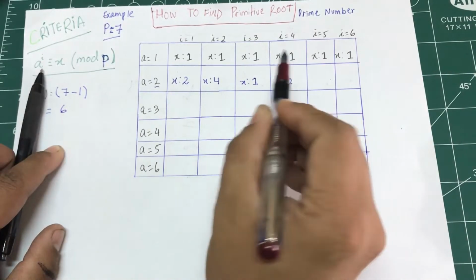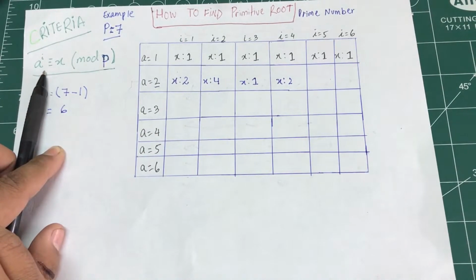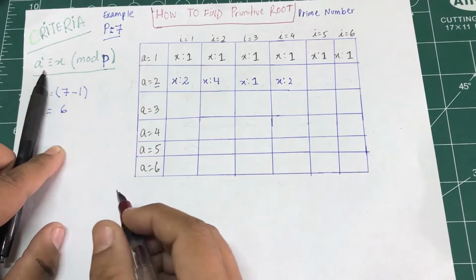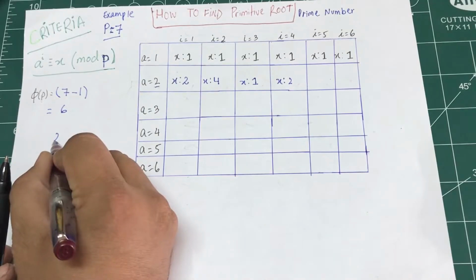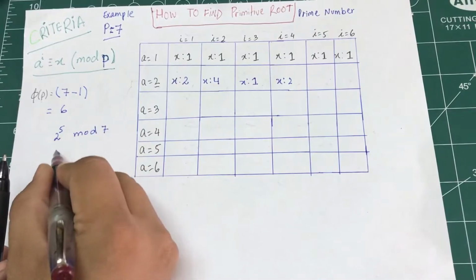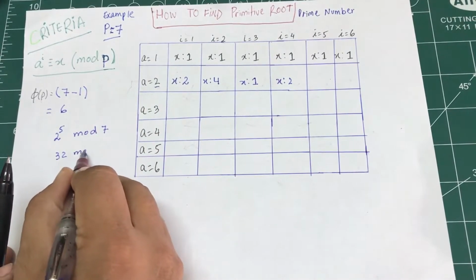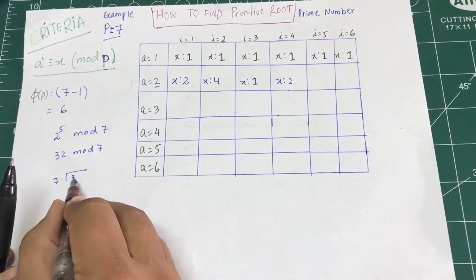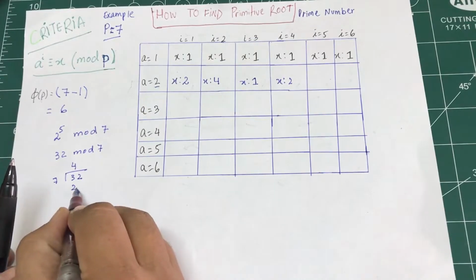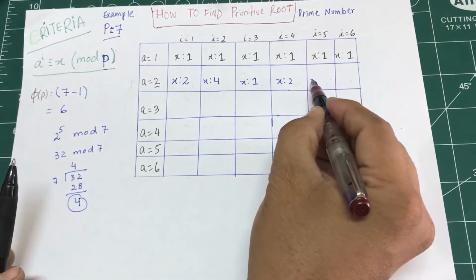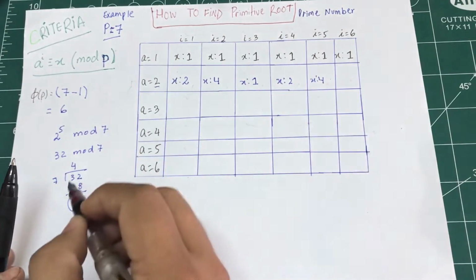2. 2 raised to 5 is 32. 32 mod 7 would give me 4. If you forgot how we're doing it, let's say 2 raised to 5 mod 7. 2 raised to 5 is 32 mod 7. So 7 divided by 32. 7 times 4 is 28, and I'm getting a remainder of 4. Hence we have x is equal to 4.